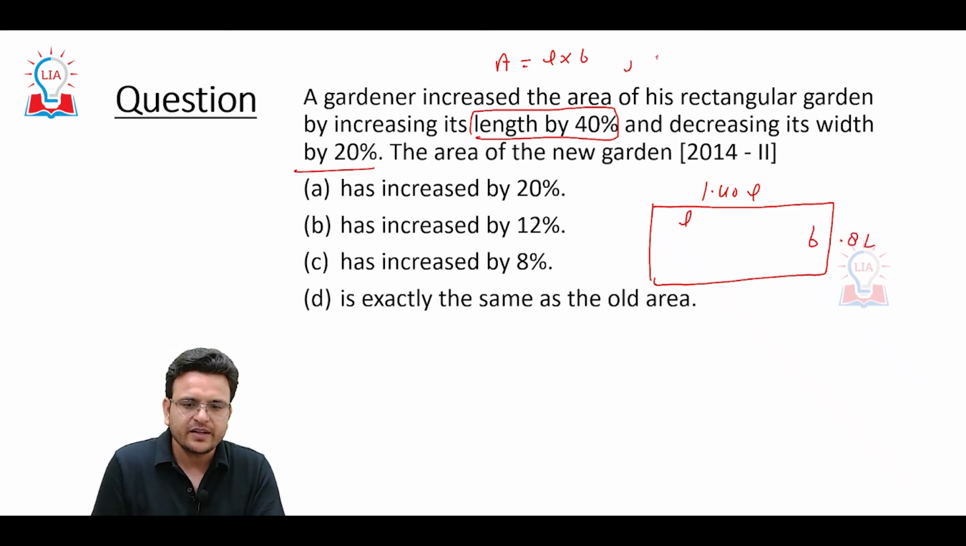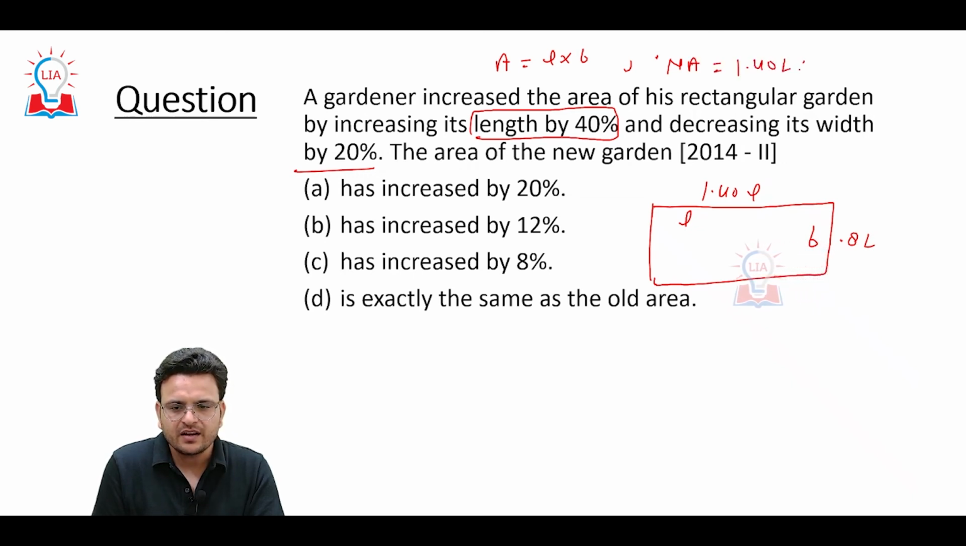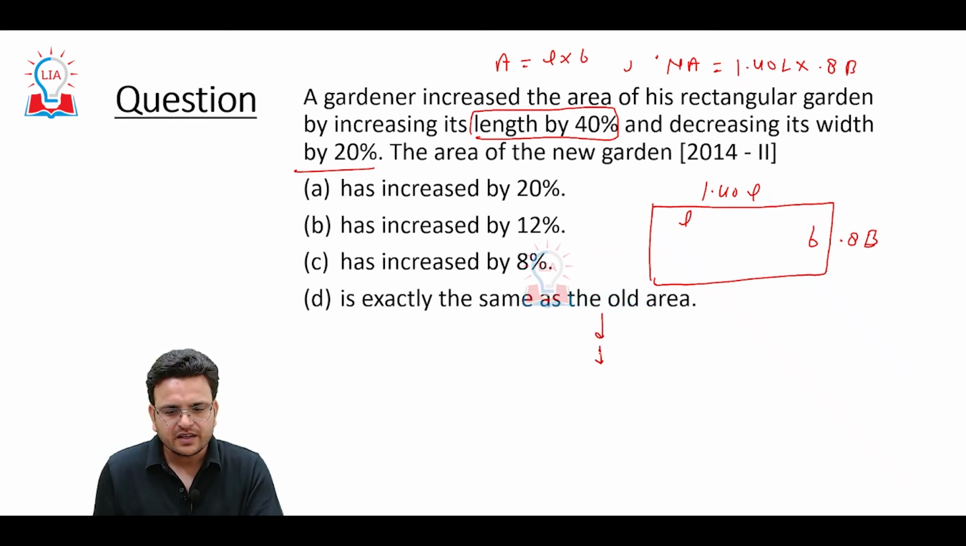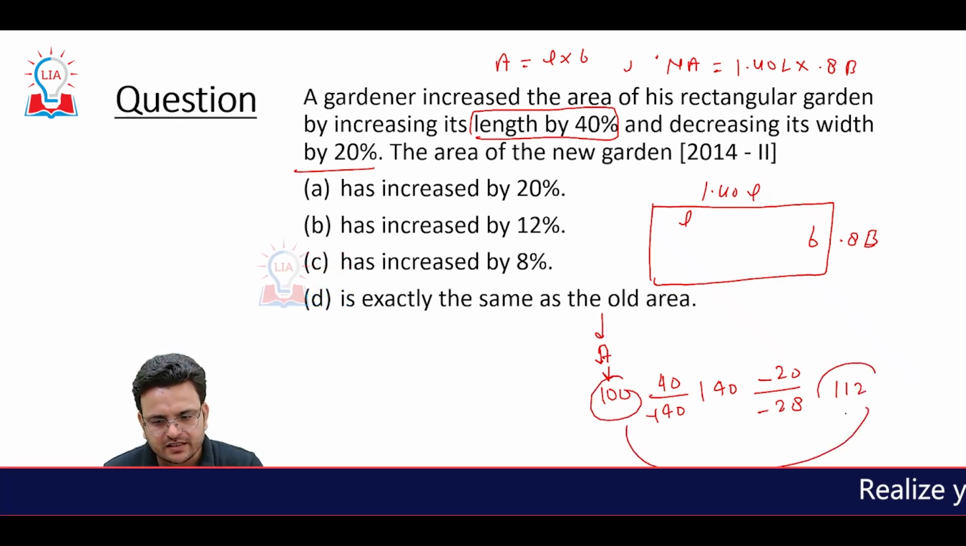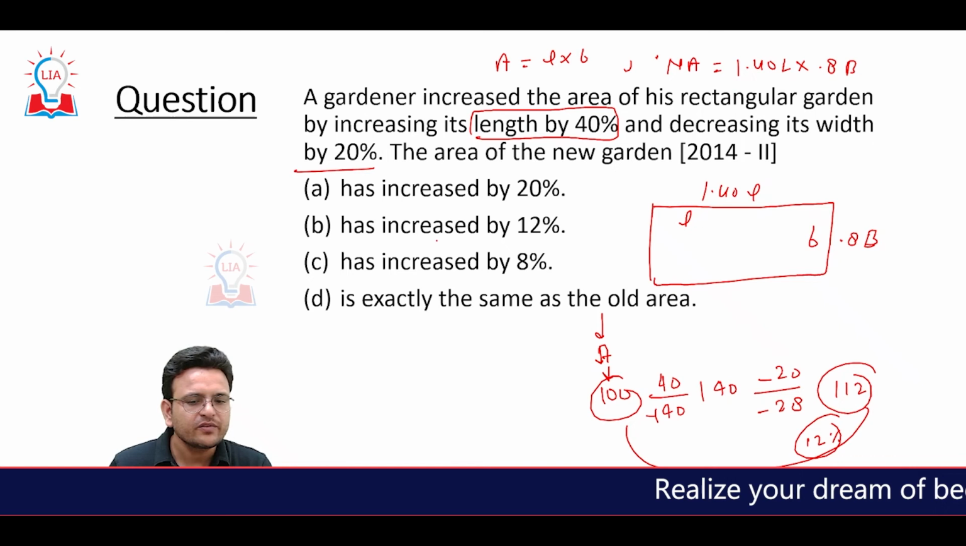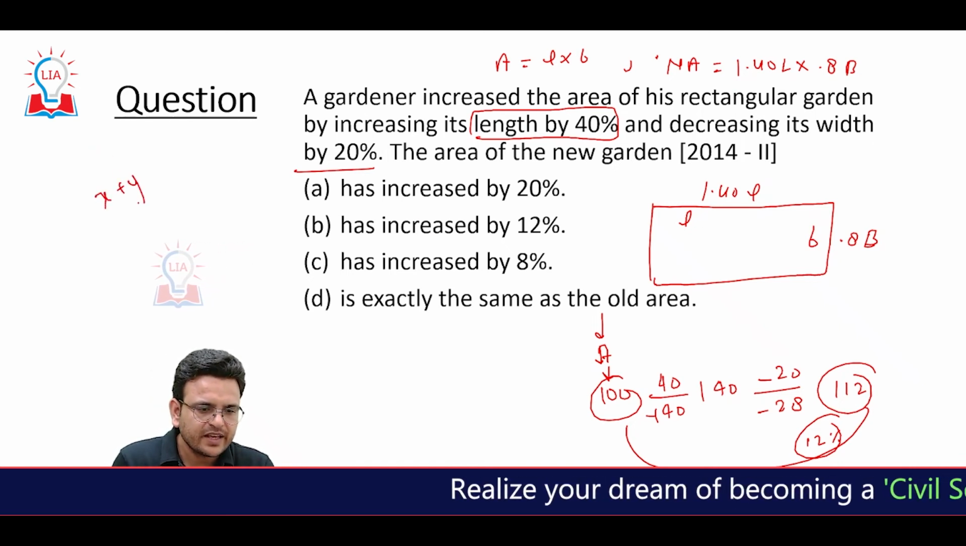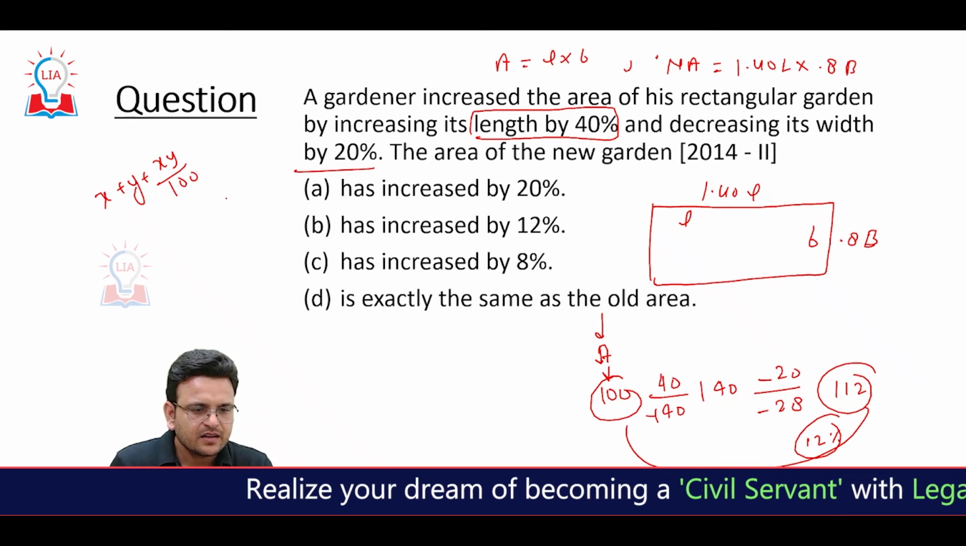So new area will be 1.40 L into 0.8 B, length and breadth. Okay, this is one way. Second way, just assume the area is 100. 100 first increased by 40%, it becomes 140. Then reduced by 20%, minus 28, it becomes 112. So how much increase? 12%.